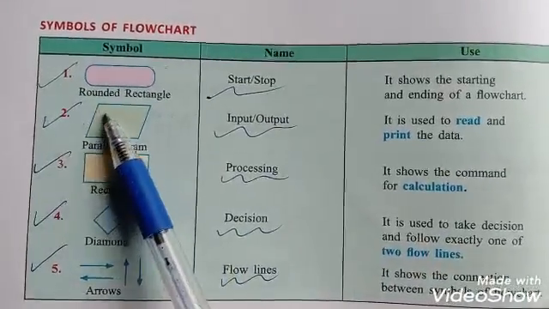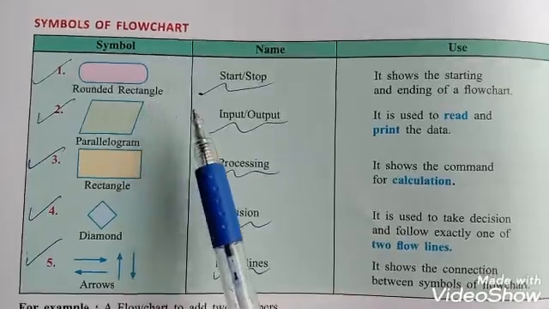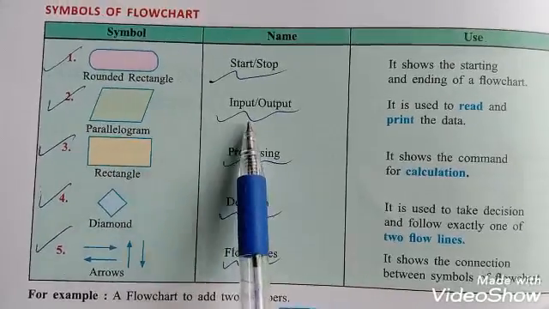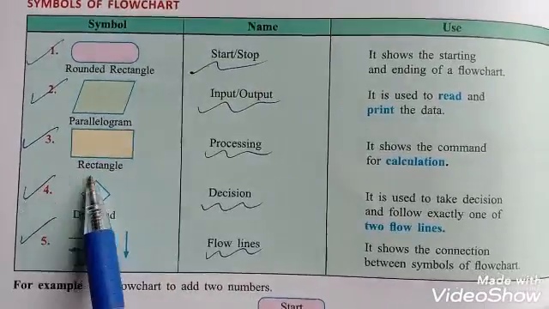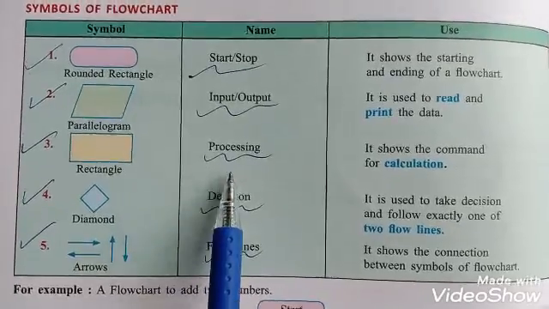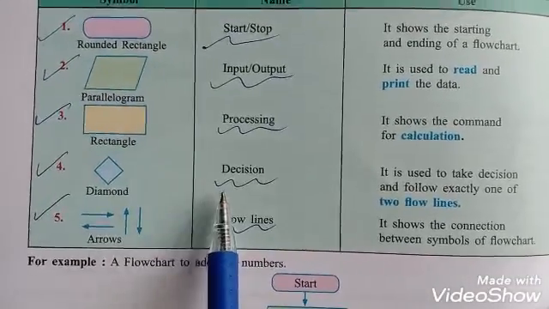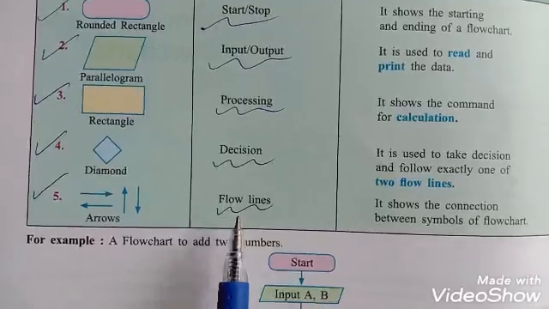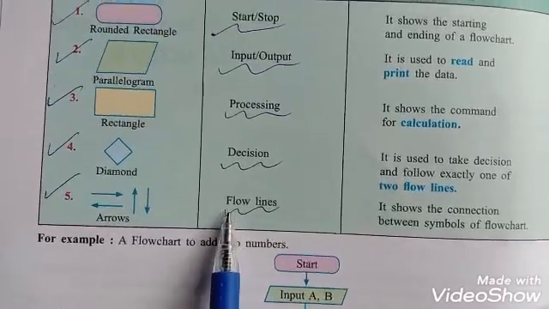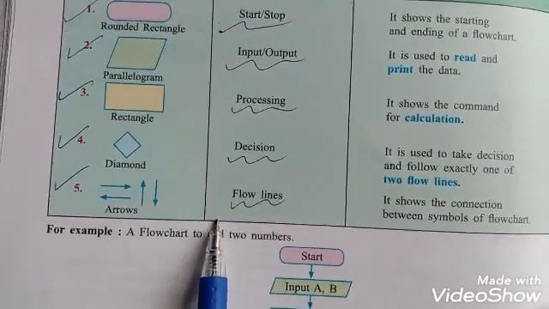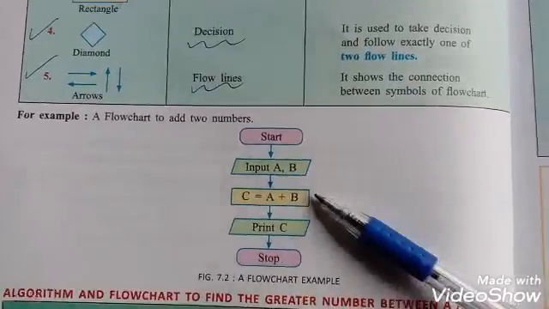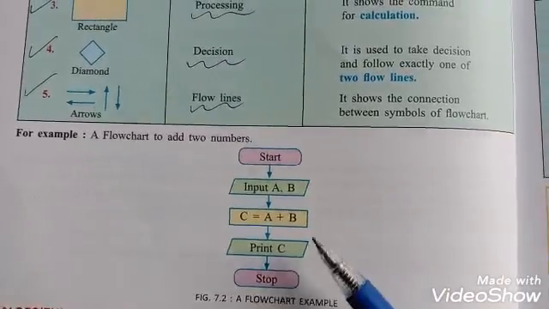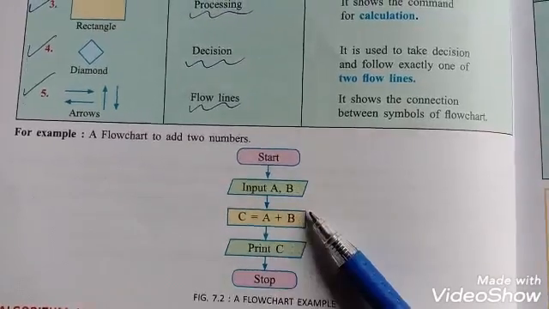Symbols of flowchart: rounded rectangle known as start and stop. Parallelogram is used as input and output. Rectangle used as processing. Diamond is used to take decisions, and arrows mean flow lines. It moves the flowchart from top to bottom and left to right, like this. Start, stop, input, output and processing.